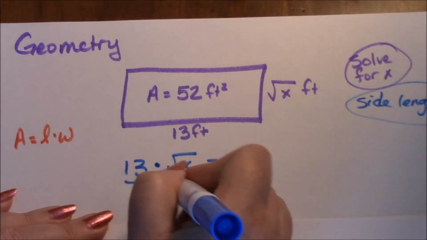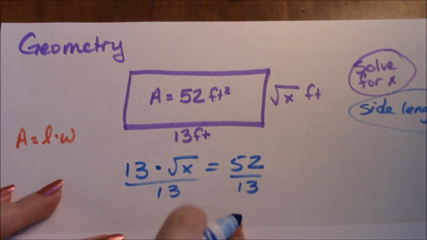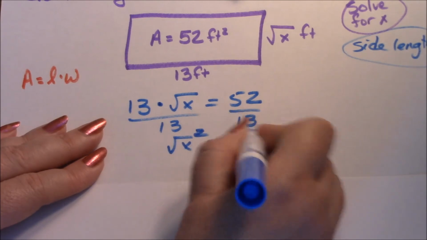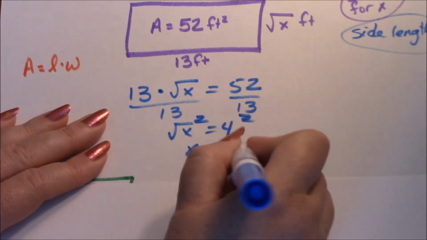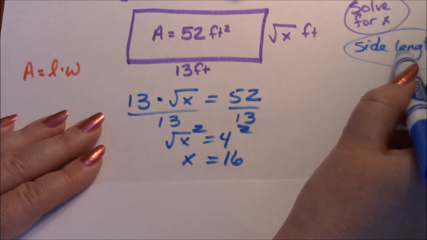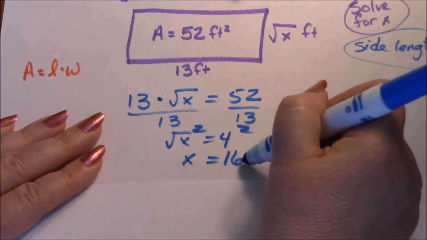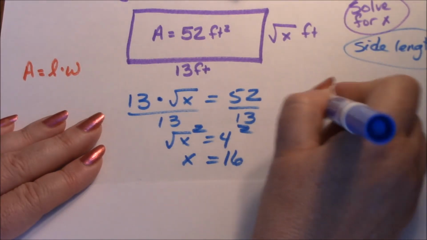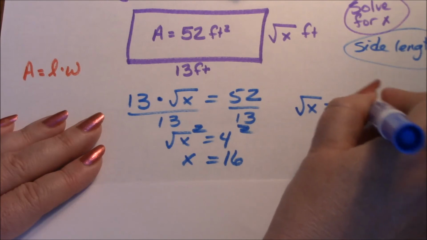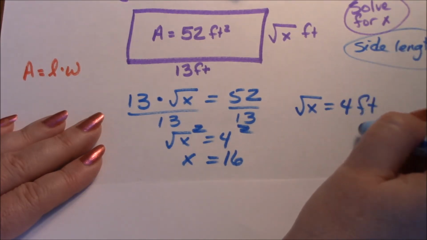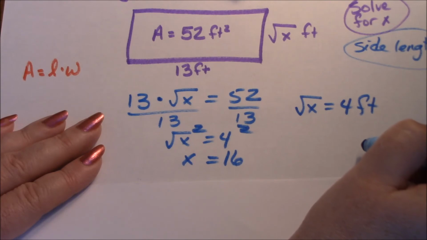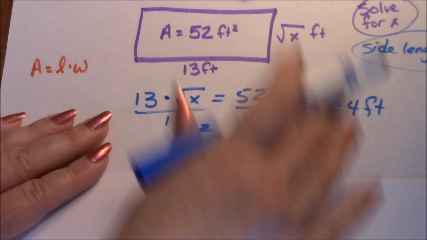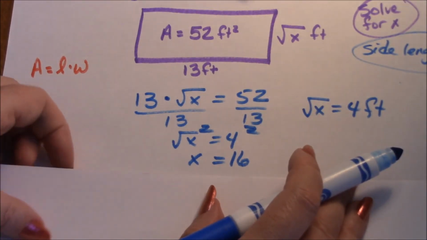So we're going to divide each side by 13, and we're going to get root x equals 4, and we're going to square both sides, so x equals 16. Now we're going to go back because we want the side length. Solving for x equals 16, but solving for the side length, root x equals 4 feet, because the side length is an actual length, I need a unit. Okay? These will often have 2 questions, so make sure it doesn't trick you. Pause here and try, check it out, number 6, and come back when you're done.